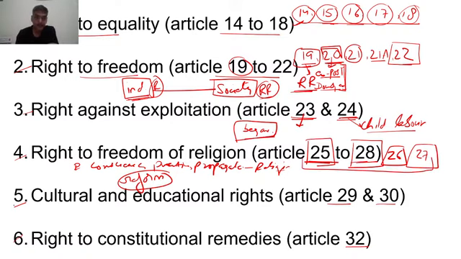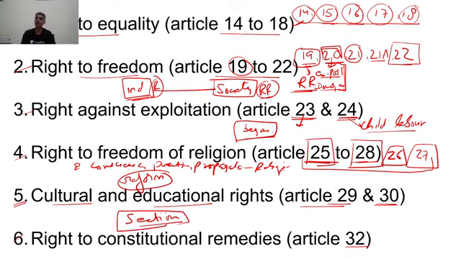Then we have the fifth fundamental right, that is cultural and educational rights, comprising Article 29 and 30. What does Article 29 say? It simply says any section of citizens. The word used is section, which includes your minority and majority both. So always remember, under 29, the majorities can preserve their culture, including religion. Under 30, that is a special privilege only for minorities.